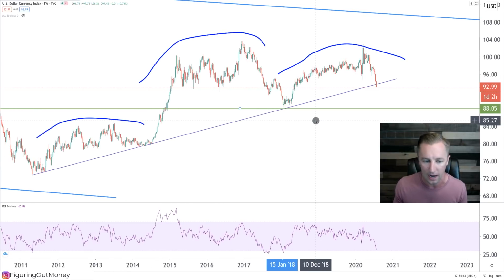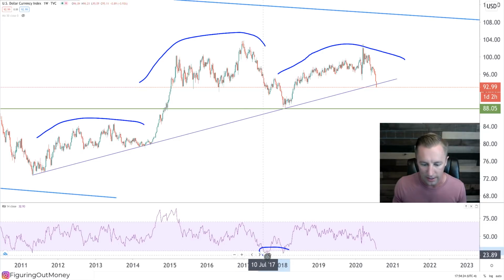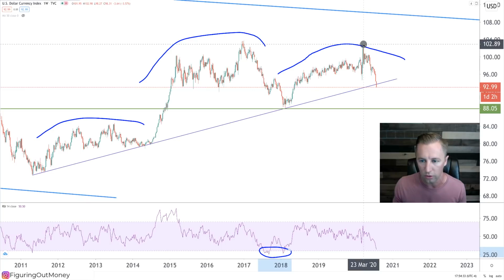When you look at the RSI indicator, there's been a couple of times that it came into oversold territory, and that's right here in January of 2018. As you can see, when it did become oversold, we did see a run up all the way to a high of 102, until recently when the price did dip.